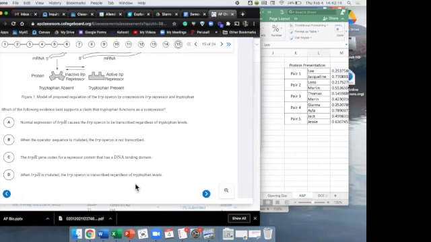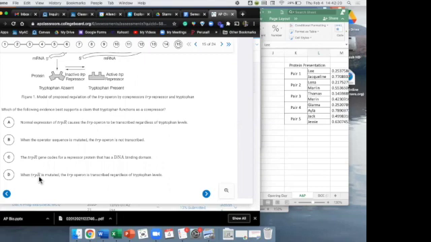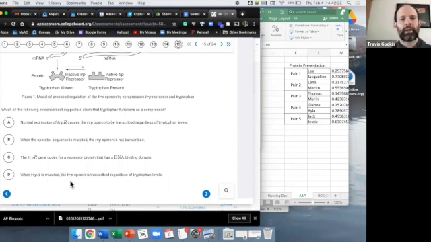We were close. Does that make sense? If the regulatory gene is mutated, you can't make the repressor. If you can't make the repressor, the TRP operon is going to be transcribed no matter what.